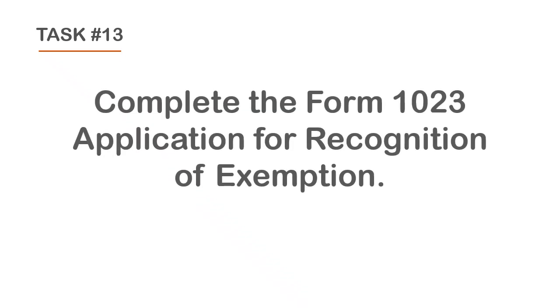Task number 13. Finally, complete the Form 1023 application for recognition of exemption. That is the official name of the application that you would complete to apply for 501c3 nonprofit status. It's a long name. Form 1023 application for recognition of exemption. And I only use the long version. I do not use the 1023 EZ.